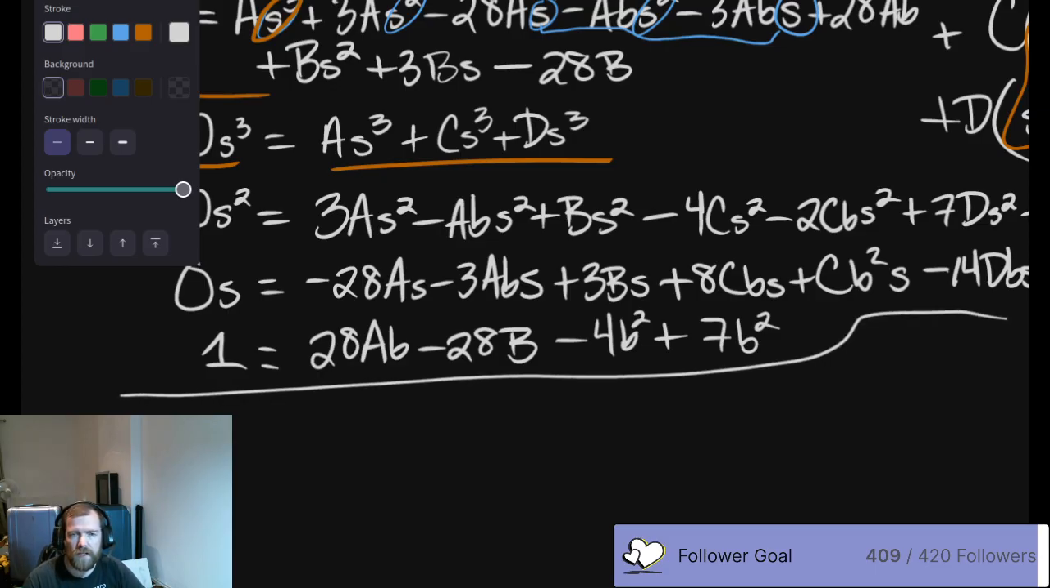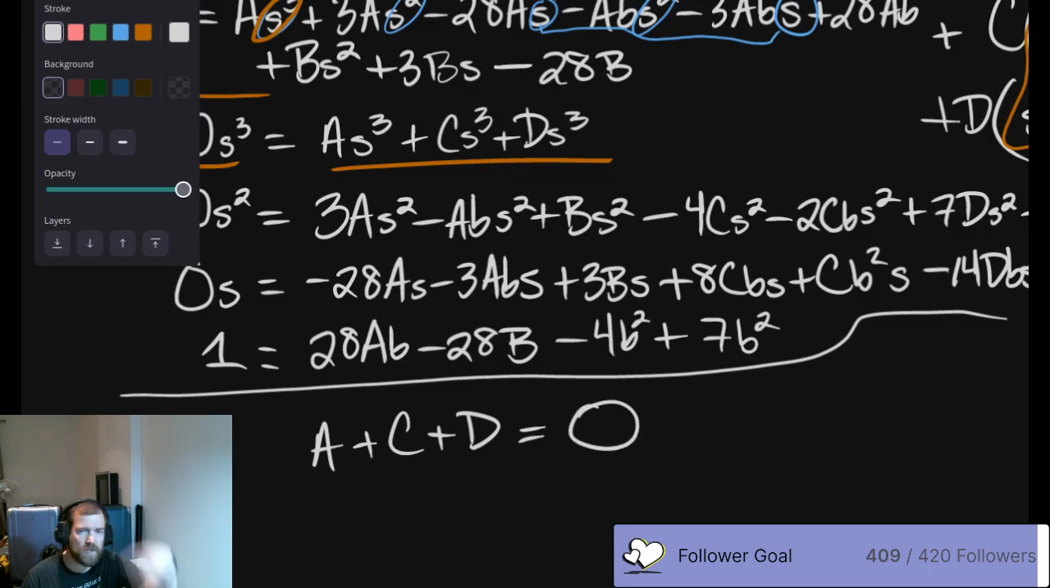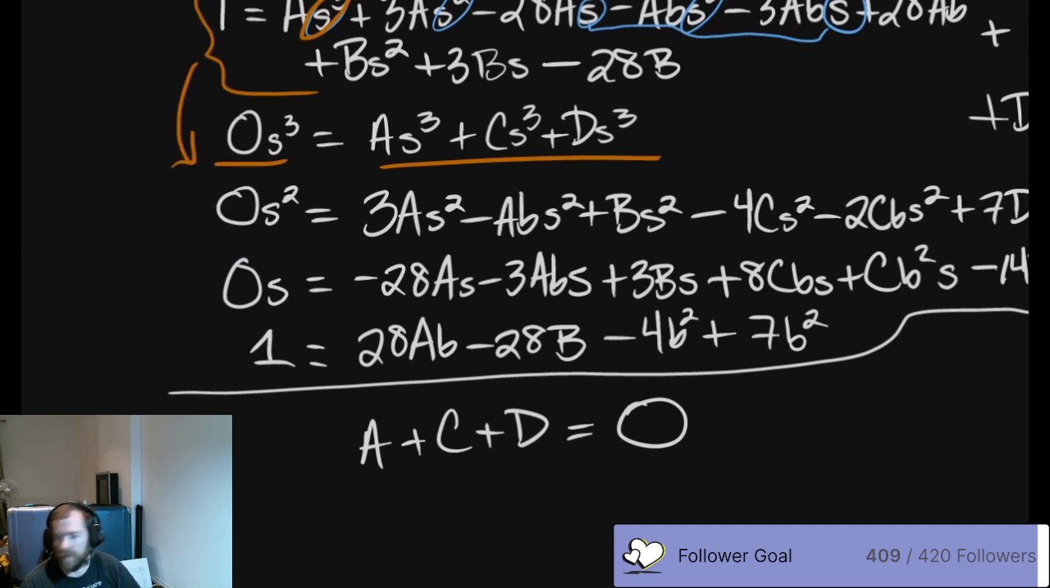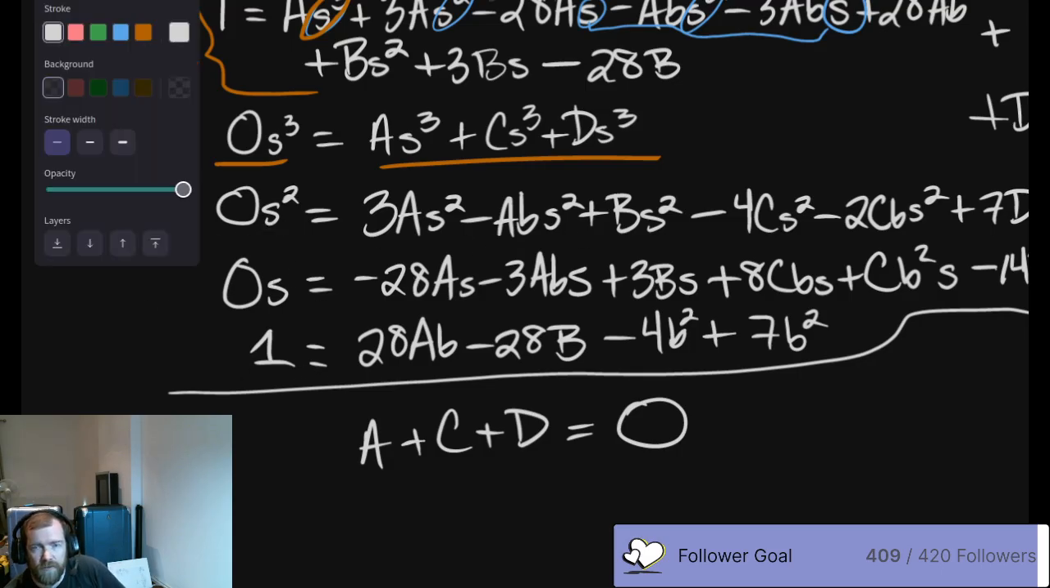Okay, so in here what we're going to say is that we've got an A plus a C plus a D is going to get us 0. That's the first equation. Right, if as cubed plus cs cubed plus ds cubed is equal to 0 s cubed, then the coefficients have to sum up to 0. Okay, well the same thing has to happen for all the other equations. All of our coefficients have to come out to be the values that are over there on the left.